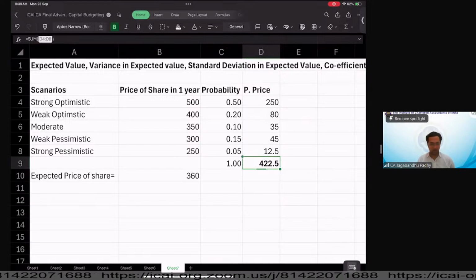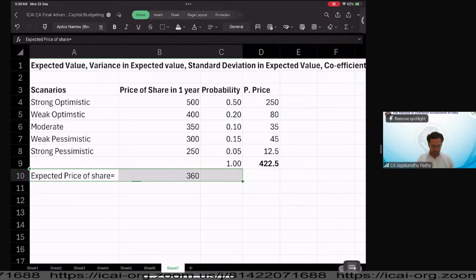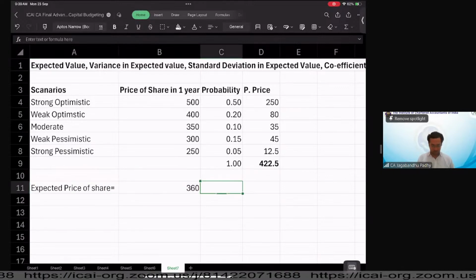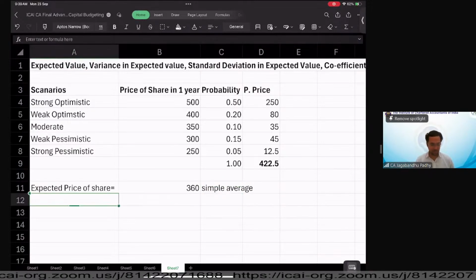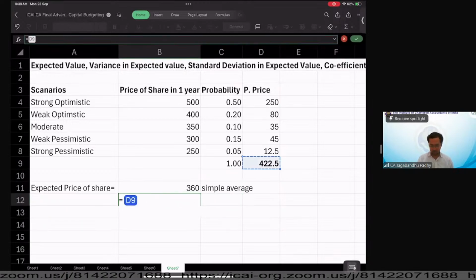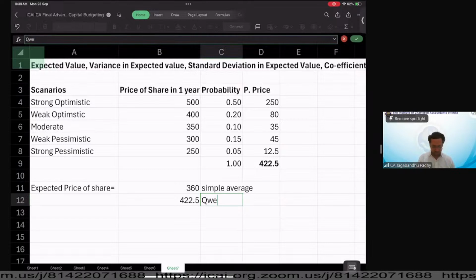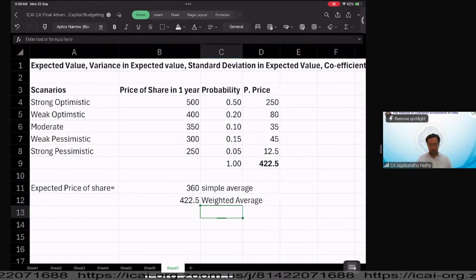That's 422.5. So the expected price of the share is 360, but this is under an assumption of what? This is by way of simple average. But if I want to say what is the expected price of the share by weighted average, that is 422.5.